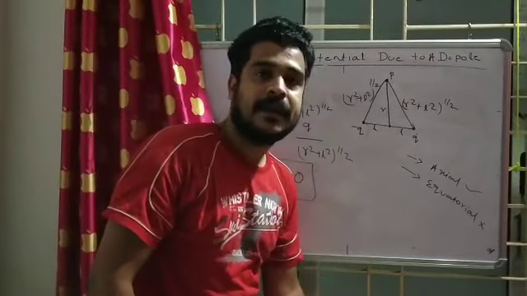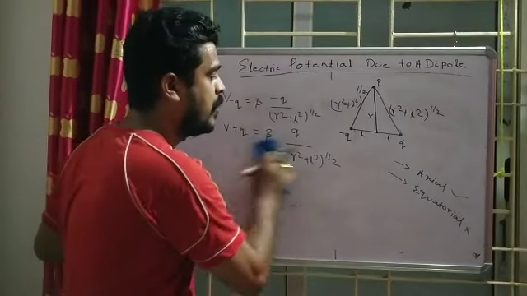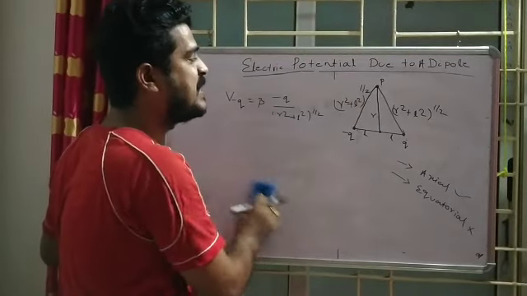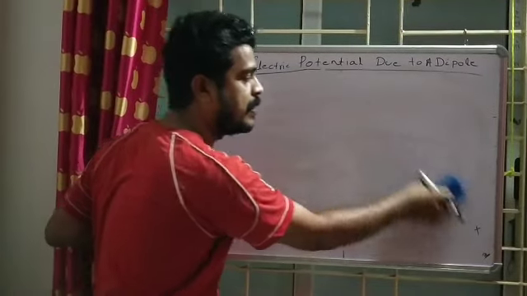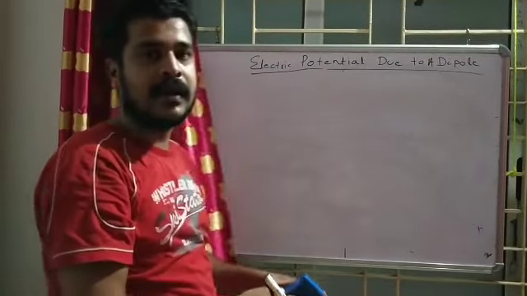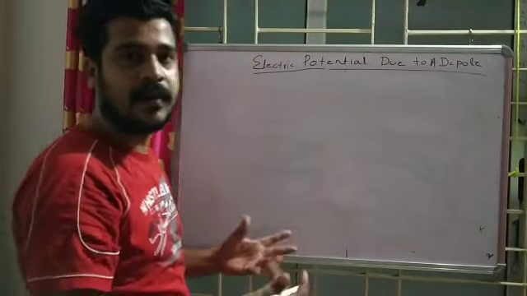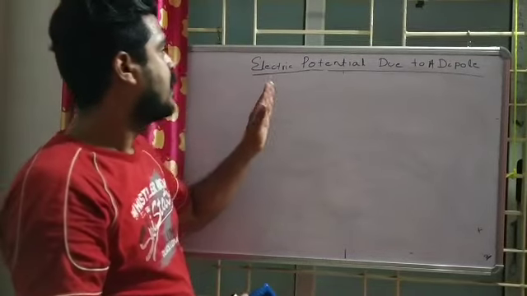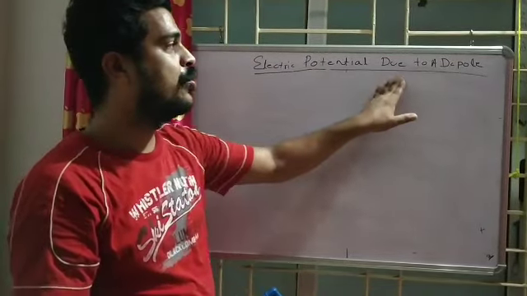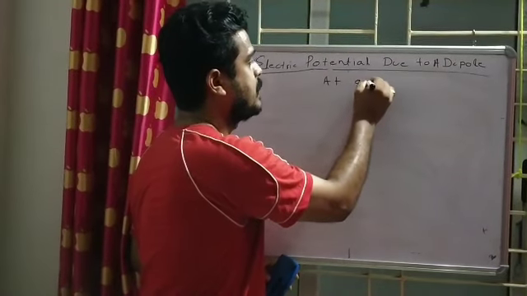In the very next class, I will be deriving for the point which is situated anywhere. Anywhere means it is situated neither on the axial nor on the equatorial line. It is situated anywhere, a general point. In the very next class I will derive the same thing, the electric potential due to a dipole at any point.